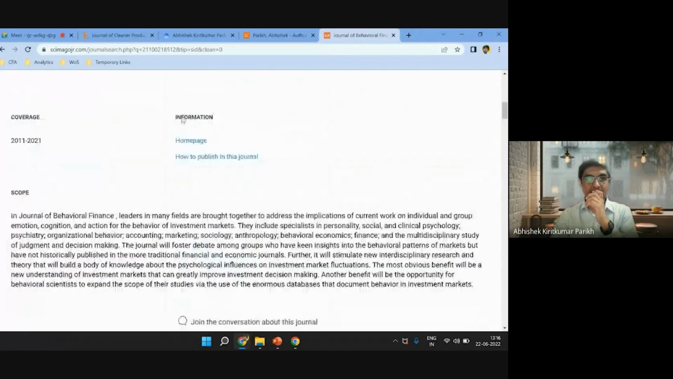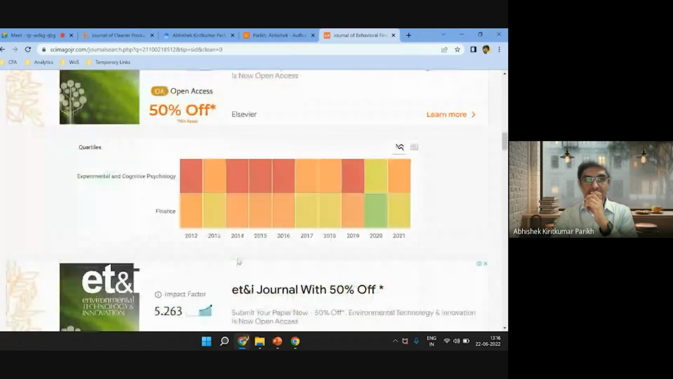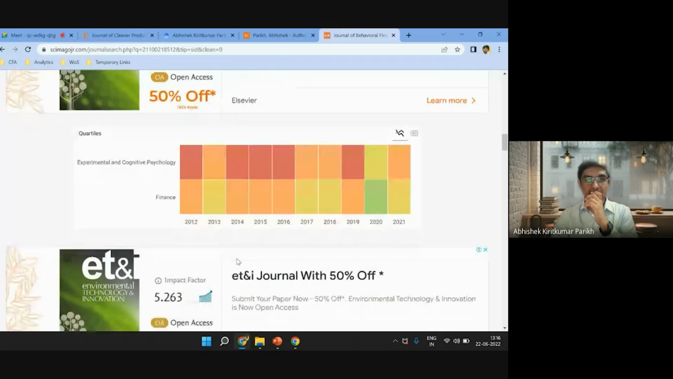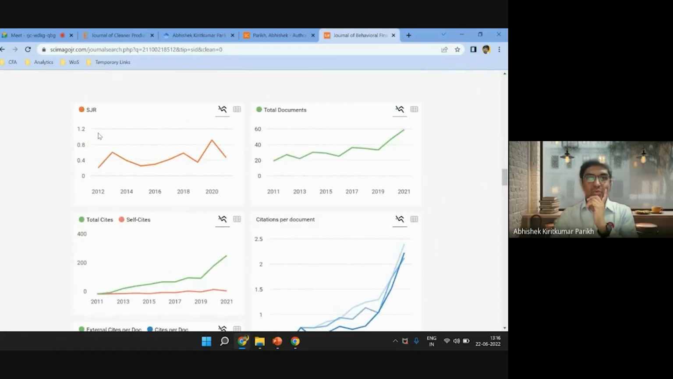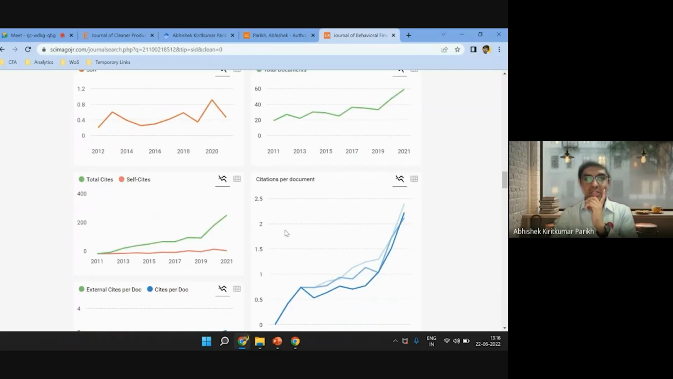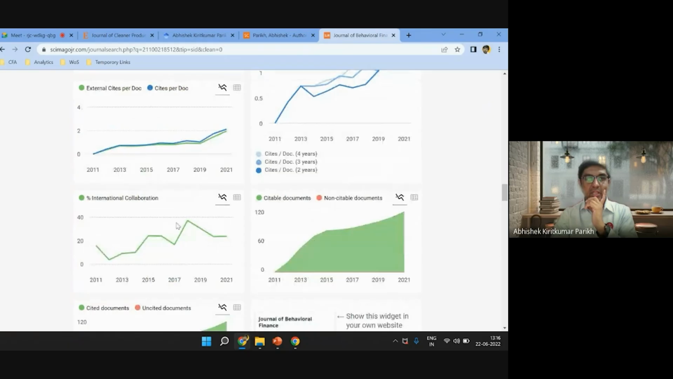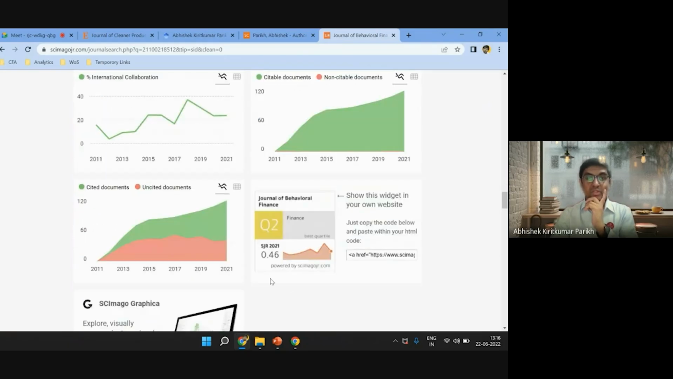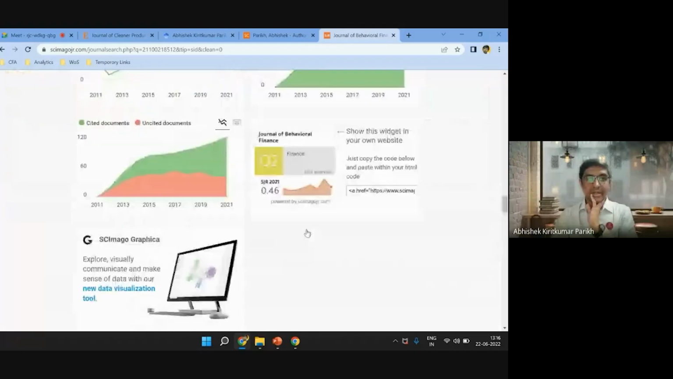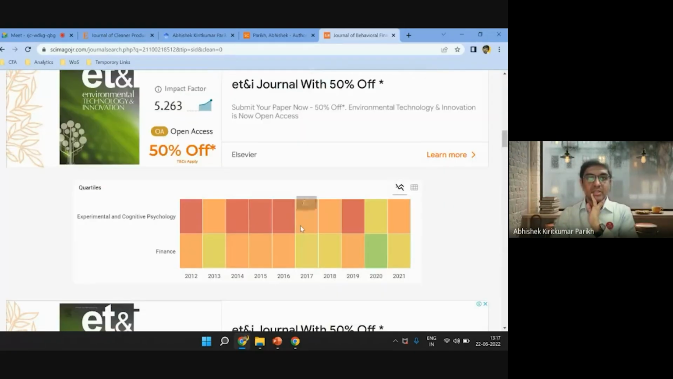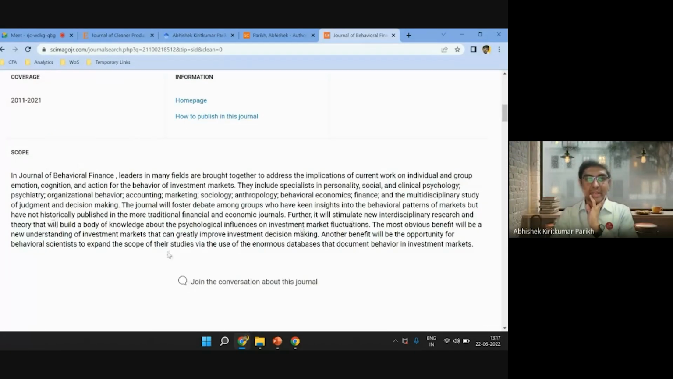H index is given, but there are a lot of details. It is available now. So this is the SJR score, right? Then this is the citation detail, citations per document detail, international collaboration of this journal detail, right? Here is the impact factor. This 0.46 is the impact factor, which is also called the SJR score, right? And here are the other details of the journal, scope and all, right?